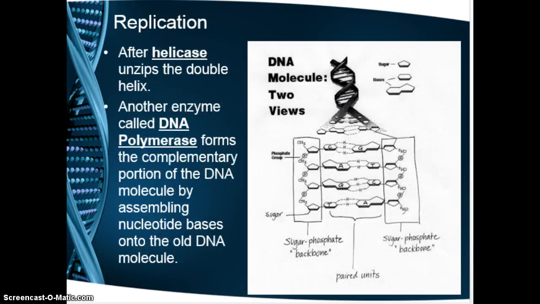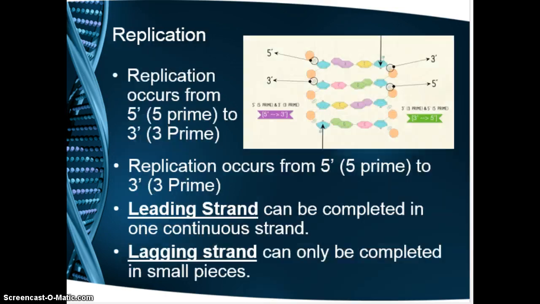After helicase unzips the double helix, another enzyme called DNA polymerase forms the complementary portion of the DNA molecule by assembling nucleotide bases onto the old DNA molecule. So what happens, again, is you have these bonds being broken, and you have these two different backbones, as we will call those. And we'll use a little bit different terminology here, dealing with a strand.